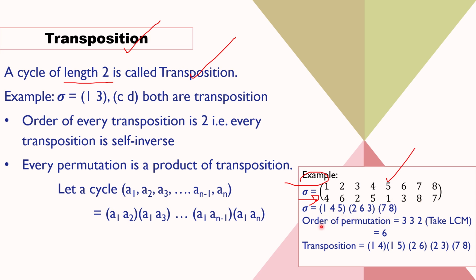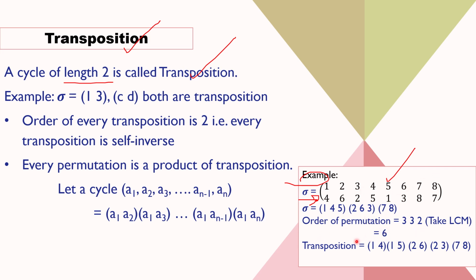Now, what is the order of the permutation? Also explained in the previous video. How do you get that? You take the LCM of these 3 cycles. The length of the cycle is equal to the order of the cycle. So the order over here is 3, then for this one is also 3, and this is 2. So take the LCM, you get 6. So this is the order of this permutation, which is 6.